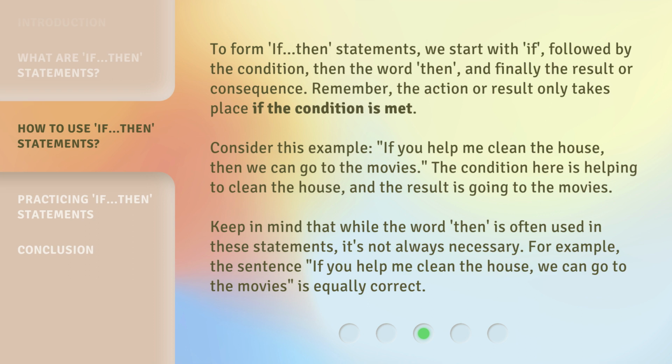Consider this example: if you help me clean the house, then we can go to the movies. The condition here is helping to clean the house, and the result is going to the movies. Keep in mind that while the word then is often used in these statements, it's not always necessary. For example, the sentence, if you help me clean the house, we can go to the movies, is equally correct.